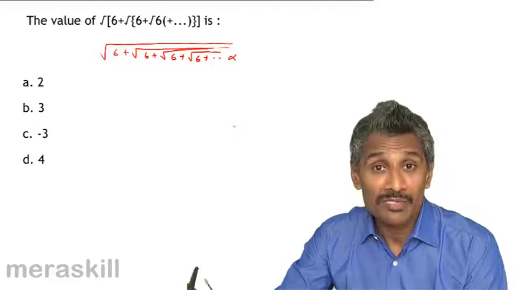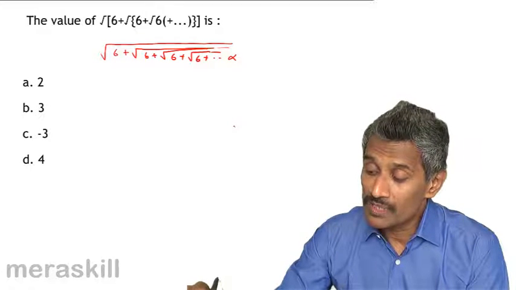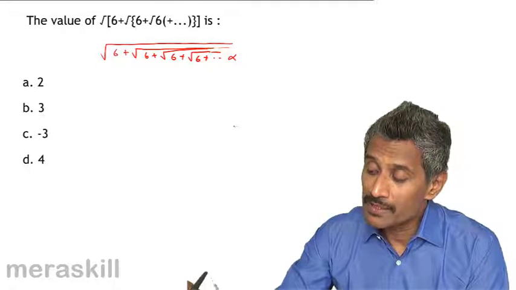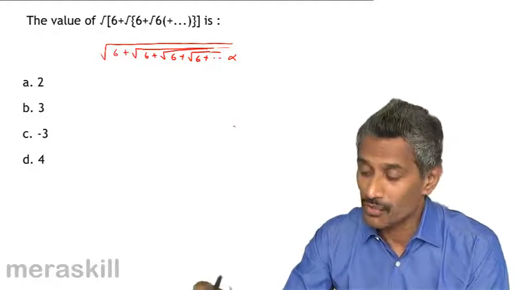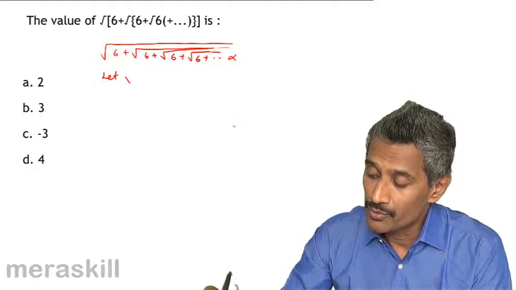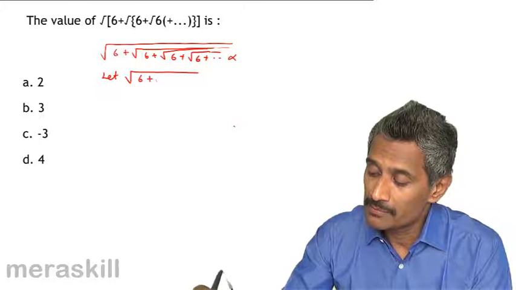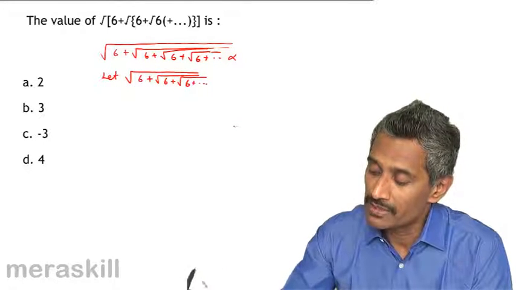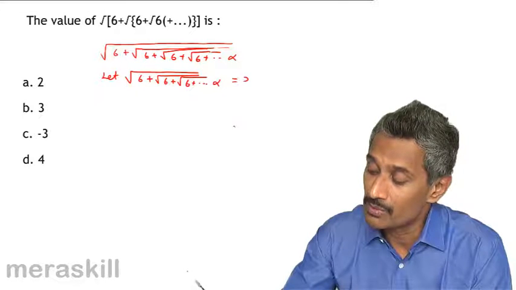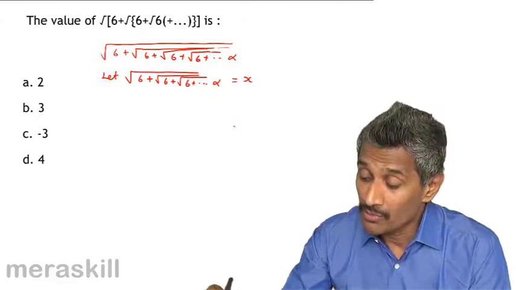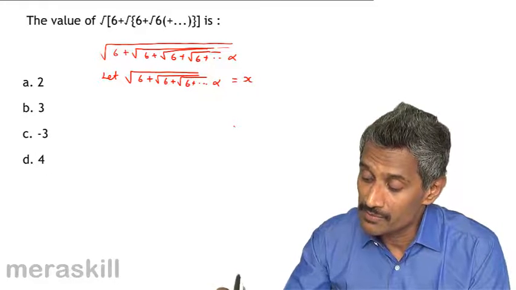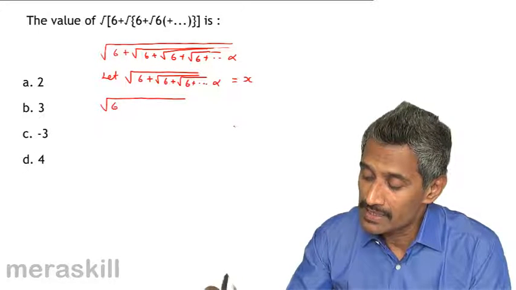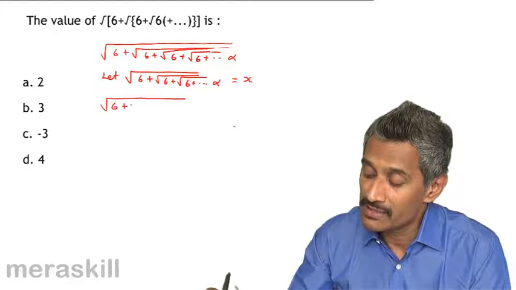Similar to the previous question we have here. Now, if you see, this root of 6 plus root of 6 plus so on is repeated. So we let root of 6 plus root 6 plus root 6 plus whatever, infinity times, be equal to x. Hence this entire expression becomes root of 6 plus this thing we have taken as x.